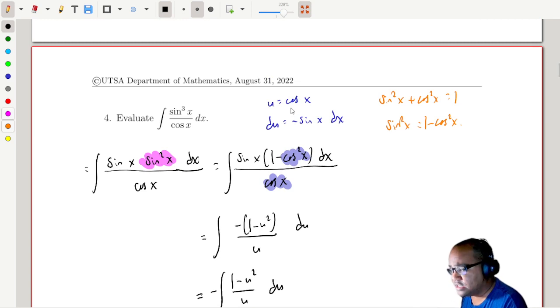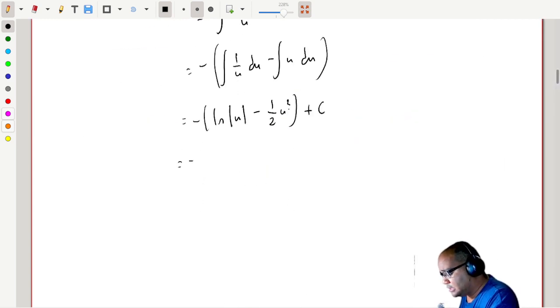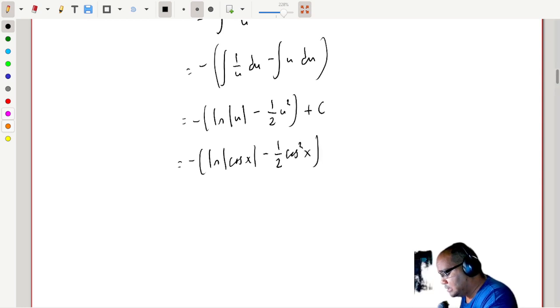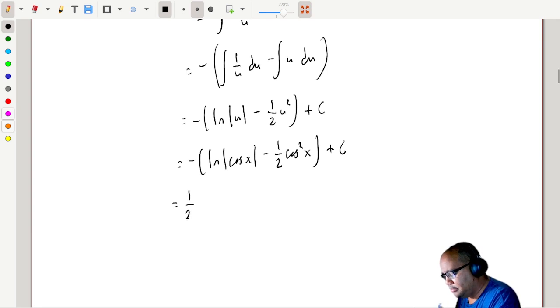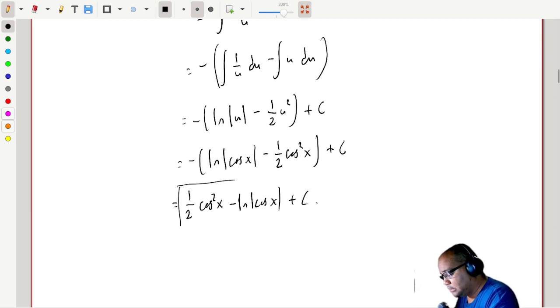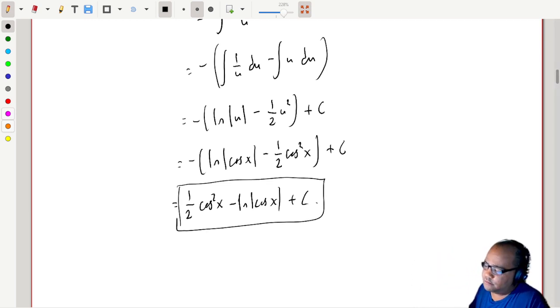And now what do we do? Well, we're home free. Just replace with what u was. u was cosine x. So everything here is just minus natural log of absolute cosine x, minus 1/2 cosine squared x plus a constant. And if you want, you can multiply the minus through for a slightly tidier looking answer. After you multiply the minus through, it's half of cosine squared x minus log of absolute cosine x plus a constant. Okay, there we go. So not too bad.